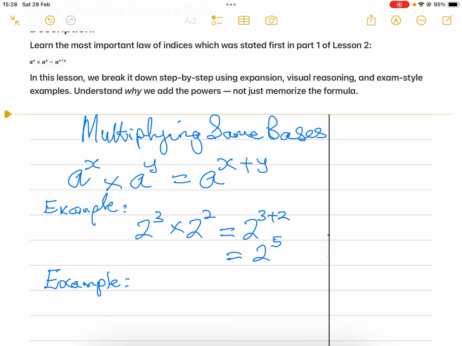Another example, five raised to power 2 multiplied by 5 raised to power 4 is equal to 5 raised to power 6.